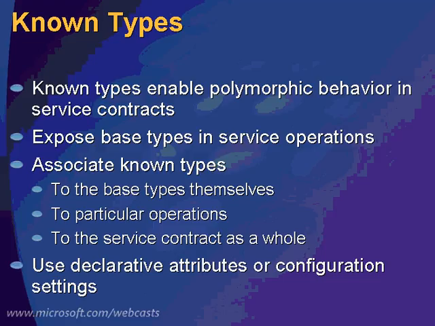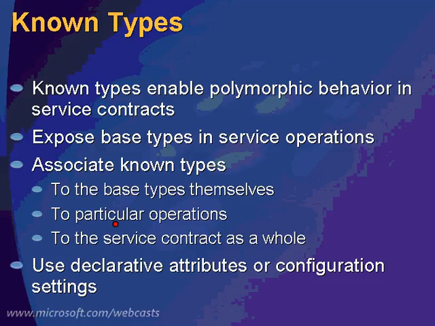We can have polymorphic behavior and expose a base type in a contract that could receive any number of other types that are related to that type. And so it's called known types. What happens is you indicate what are the derived types or known types that are associated maybe with a particular base type. So you can actually associate a known type with a base type, and that way every contract that includes that base type will also support those known types.